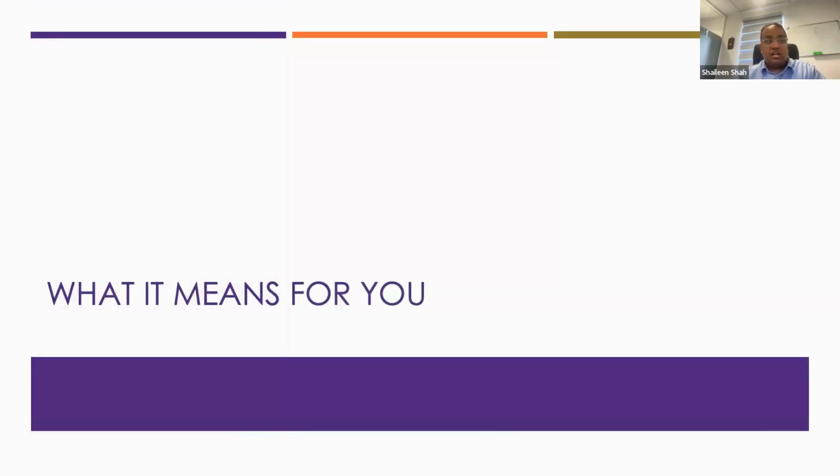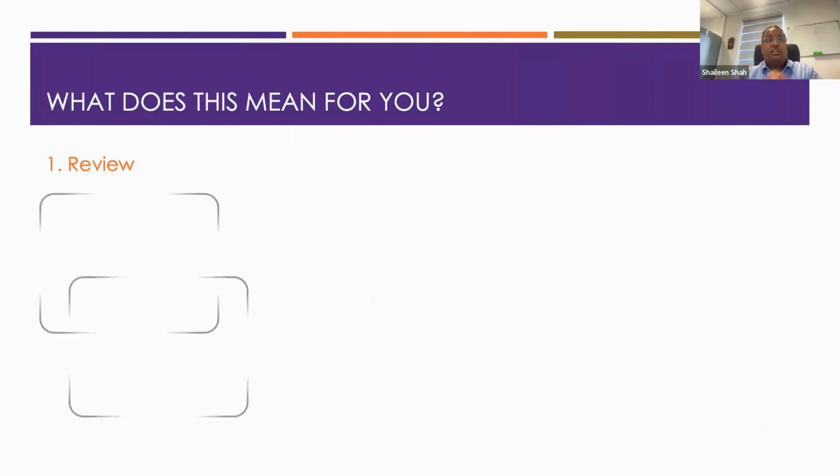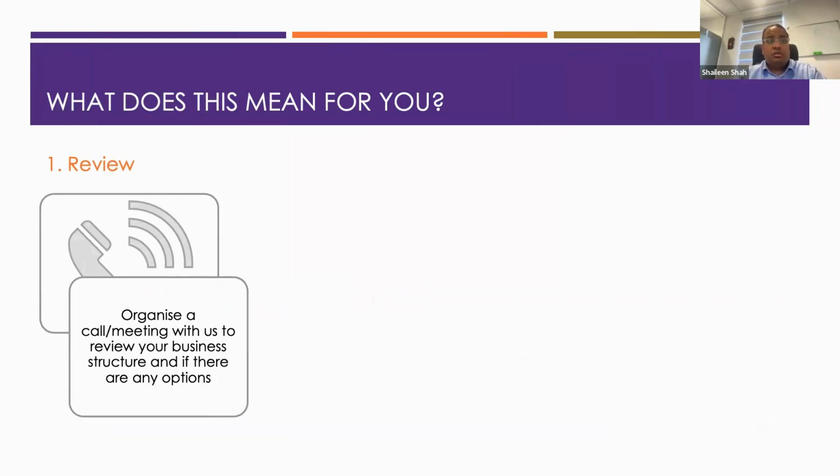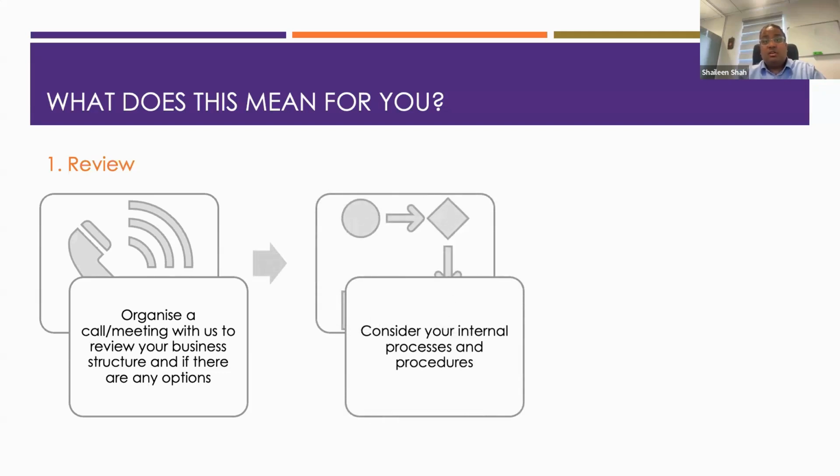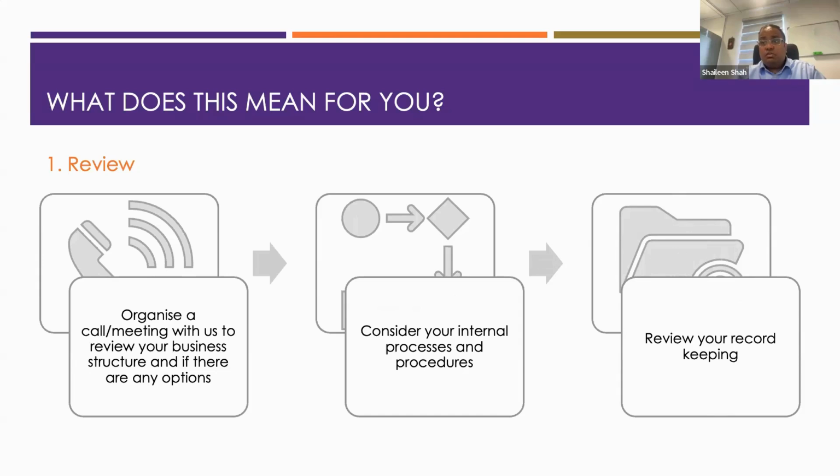For me, the most important part is what it means for you. Why are you here on the call? To understand what it means for you. I think the first thing is you've got to review your position. So you can organize a call with myself or my team to review your business structure and to see if there are any options available to you to mitigate these MTD for income tax reporting requirements. Consider your internal processes and procedures, and look at how you can make yourself a little bit more efficient. And review your record keeping. How best can you review your records to ensure that they meet the digital requirements of MTD?